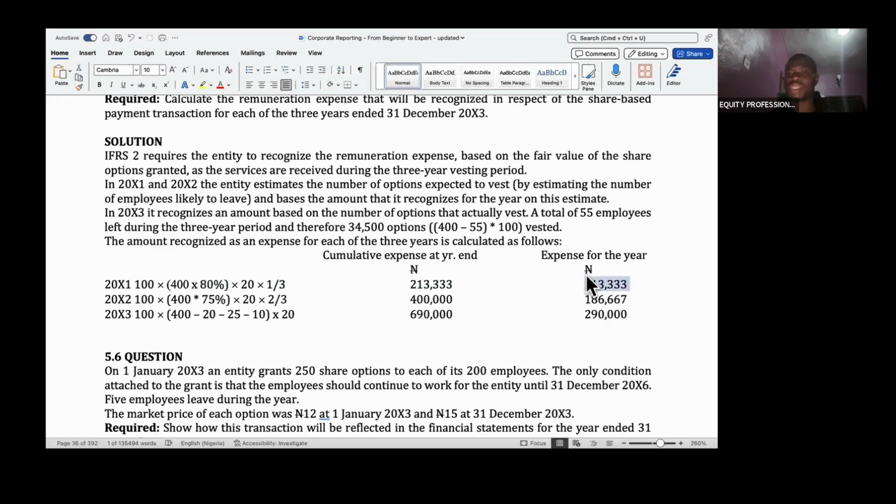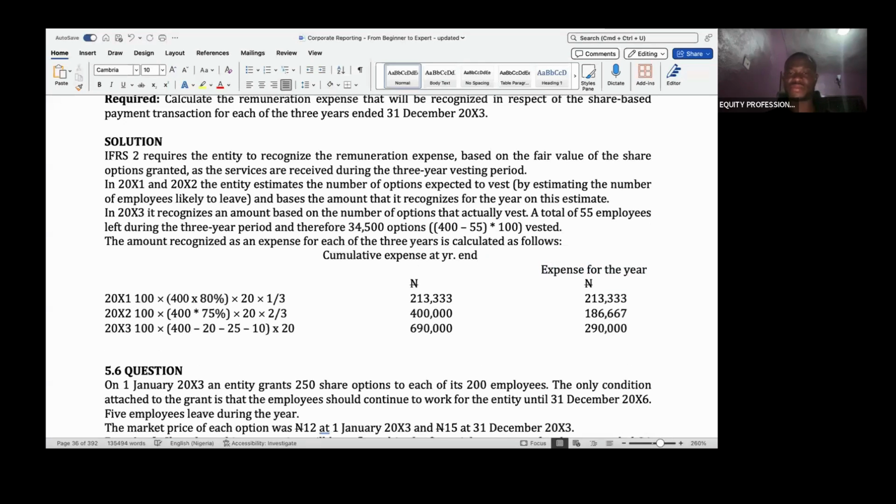213,333. So it's like we are debiting expense, P&L, usually staff costs. This expense for the year is staff costs. They will put it as part of staff costs. This cumulative expense is like equity. This one goes to equity reserve, under equity, because this is equity settled. So the corresponding credit will go to equity. So you are debiting this one and you're crediting this one.